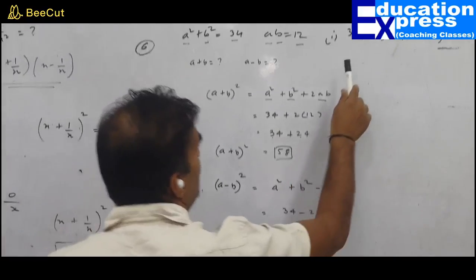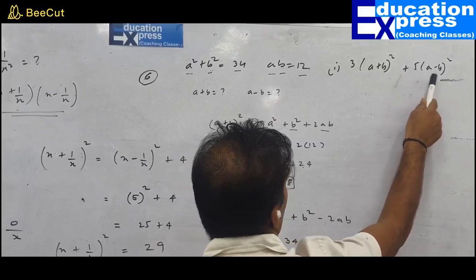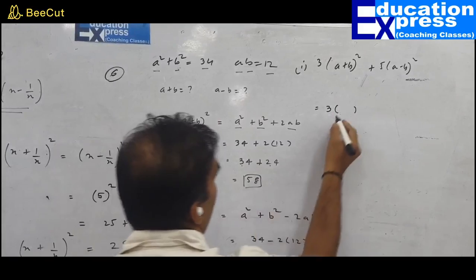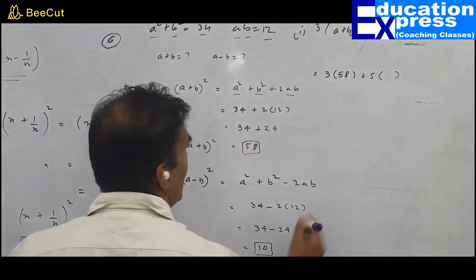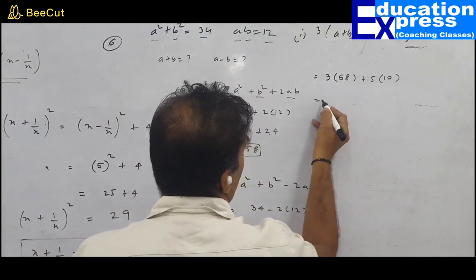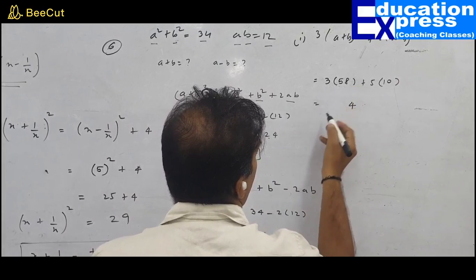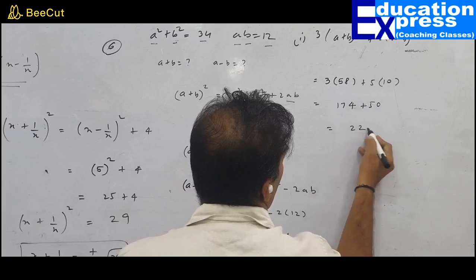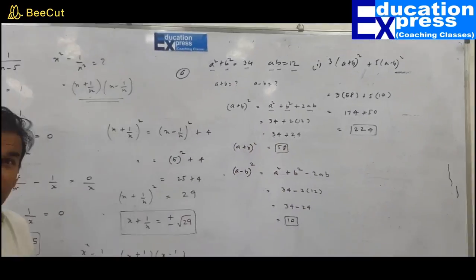So now, since a plus b square is obtained and a minus b square is obtained, what we are looking out for is 3 times a plus b square plus 5 times a minus b square. That is 3 times 58, 5 times a minus b square, that is 10. So this is nothing but 174 plus 50. That makes it 224.